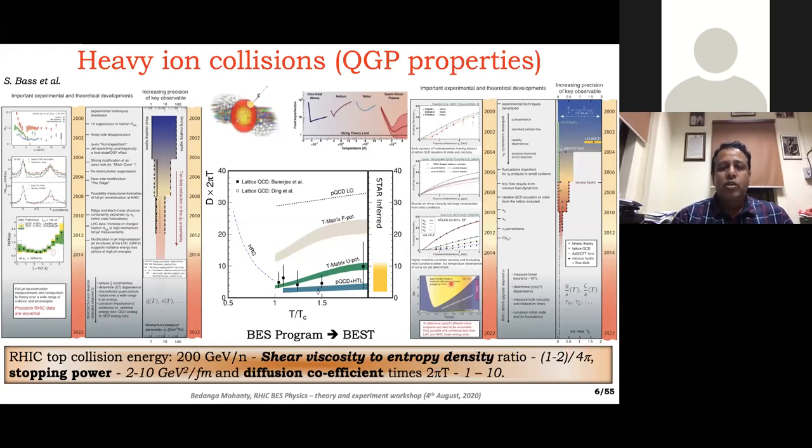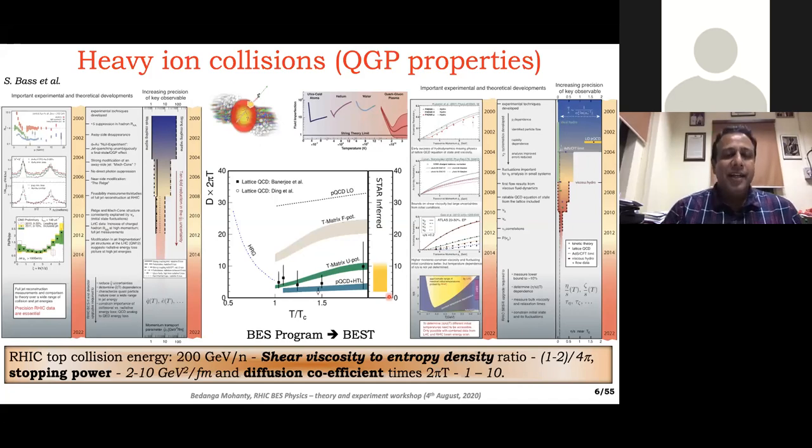And this value turned out to be the smallest compared to the known fluids, and hence we have this emergent property of perfect fluidity. Measurements associated with charm hadrons led us to infer about the diffusion coefficient, and the values of diffusion coefficient times 2 pi T to make it dimensionless were of the order of 1 to 10. So we were able to extract properties of this deconfined state, which we created at RHIC top energy.